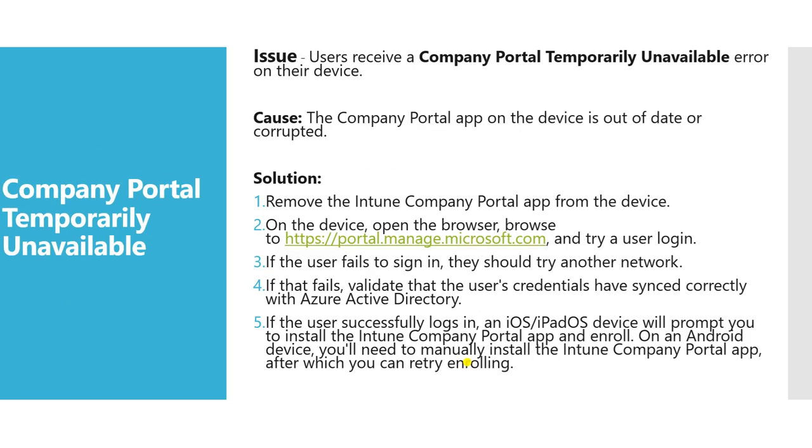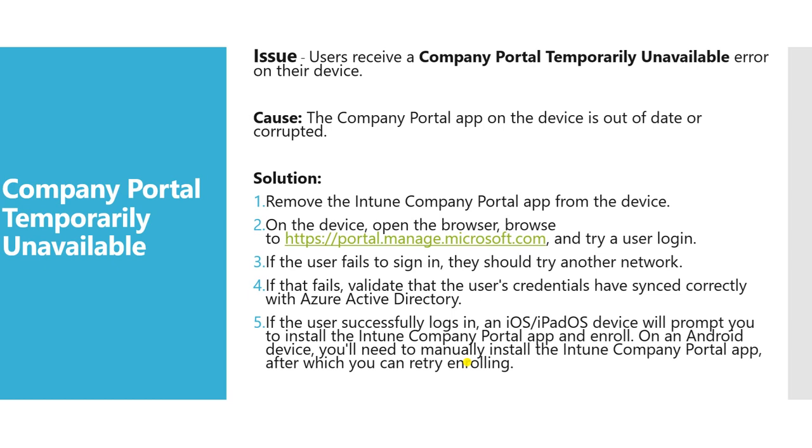Now let me go to another error. Company portal temporarily unavailable. If you've seen this error, it is a common error users are facing. The user receives a company portal temporarily unavailable error on their device. So what caused the issue? The company portal app on the device is out of date or corrupted. So there will be two cases: the device is out of date, or the company portal got corrupted.